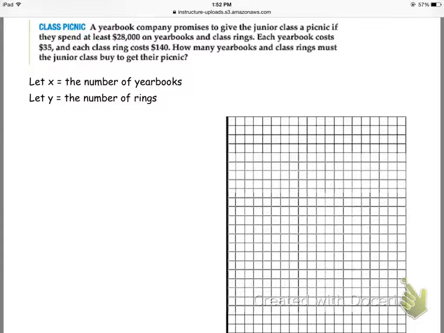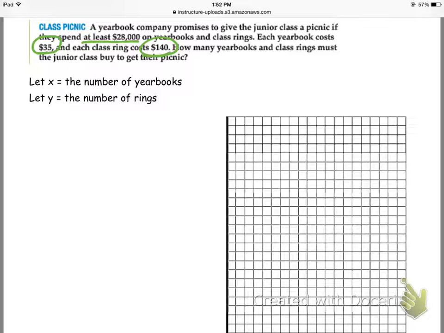It says here, a yearbook company promises to give the junior class a picnic if they spend at least $28,000 on yearbooks and class rings. Each yearbook costs $35, and each class ring costs $140. How many yearbooks and class rings must the junior class buy to get their picnic?